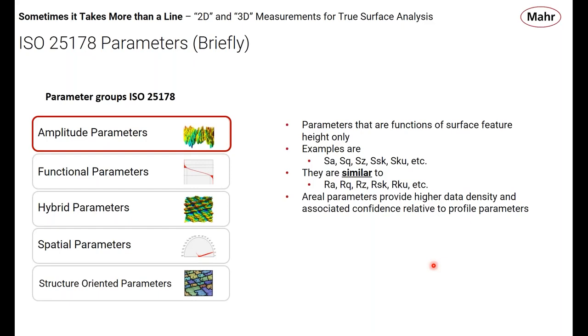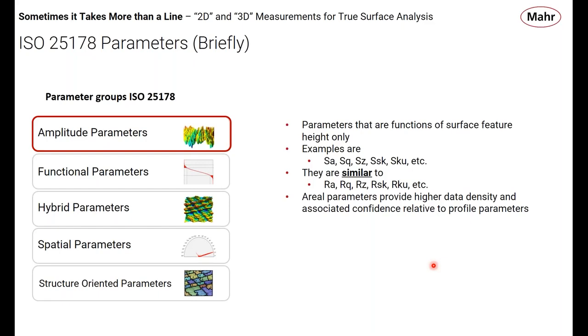So it's a subtlety, but it actually does make a mathematical difference when we're looking at the parameters. SA is not equal to the average RA of all of the profiles in the surface, right? So there's going to be some difference between the two, but it's a very, very subtle difference. And in most cases, in practice, it makes no real big difference. So they're very, very similar is the point for all of that. The biggest advantage to the areal parameters is we just have such a big data density.